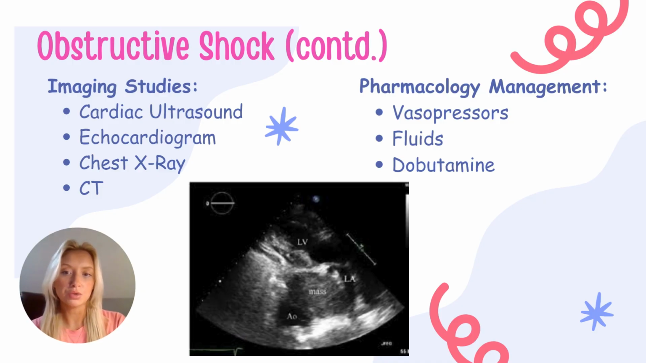Another important tool used is an echocardiogram or an ECG. An echo can help determine cardiac tamponade, pulmonary embolism, or right ventricular dysfunction. And then we have chest x-ray and finally a CT, which can help to definitively diagnose if the patient has a pulmonary embolism. Pharmacology management in obstructive shock focuses on immediate stabilization with IV fluids, so vasopressors like epinephrine, fluids, so normal saline, and then finally dobutamine to improve myocardial contractility.